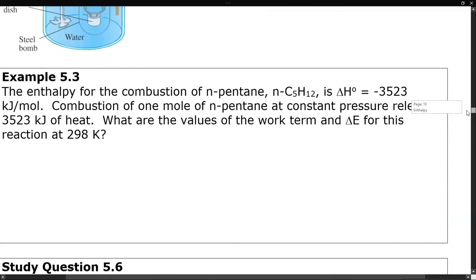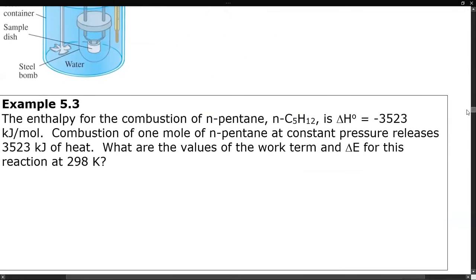So let's justify that to ourselves. Say the enthalpy of combustion of pentane, C5H12, is negative 3523 kilojoules per mole. We burn 1 mole of pentane at constant pressure. That means it releases the 3523 kilojoules of heat. We will find the work term and the delta E for the reaction at 298 Kelvin.